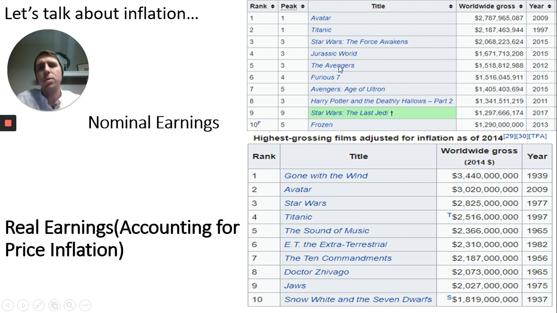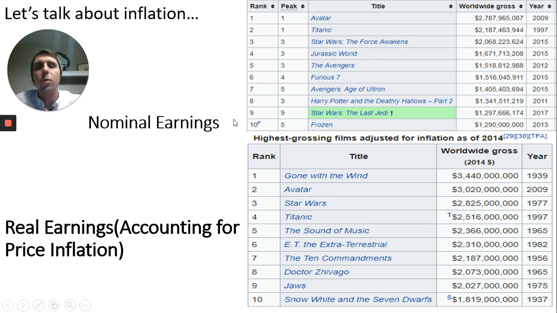Obviously, this is maybe from 2 years ago. Furious 7, Avengers. And the common thread here is that these movies are all from the last 10 years or so, other than Titanic, because that made so much money. So the common thread is that they're all from recent history.